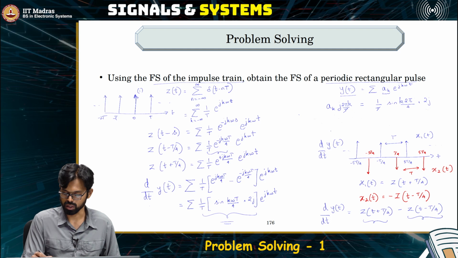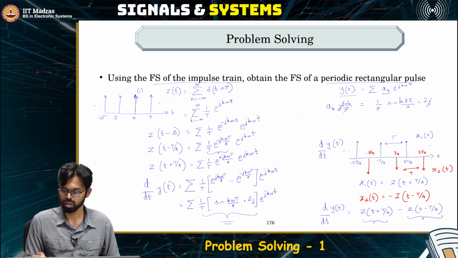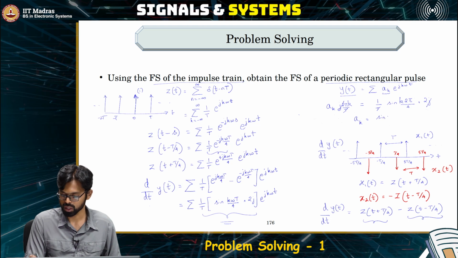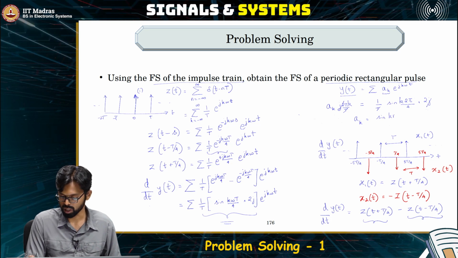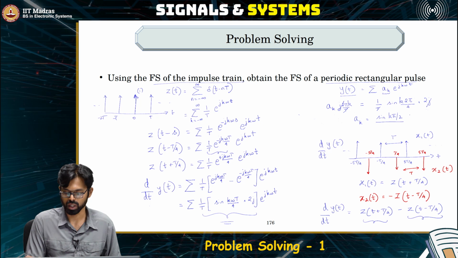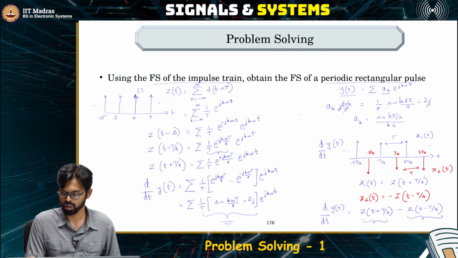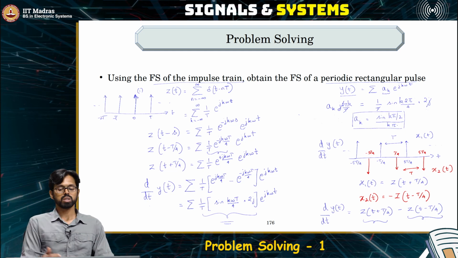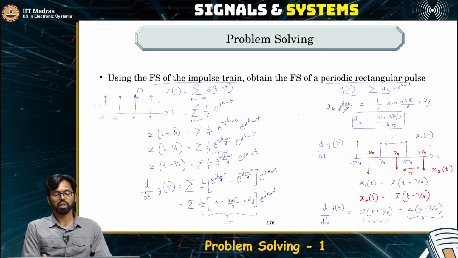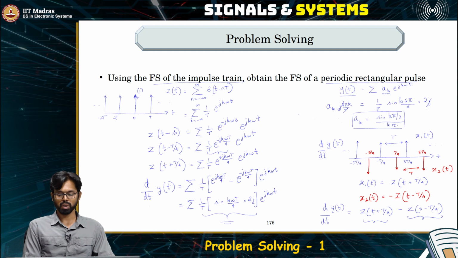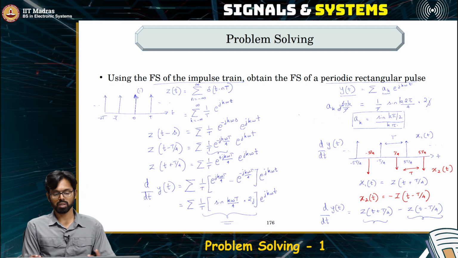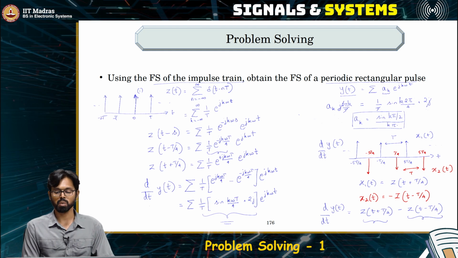So this tells us that ak is equal to sine k pi by 2 divided by k pi. This was the Fourier series coefficient that we derived for the rectangular pulse even earlier, remember. But now we did not do this integration at all. All we did was repeatedly keep applying some of the properties.